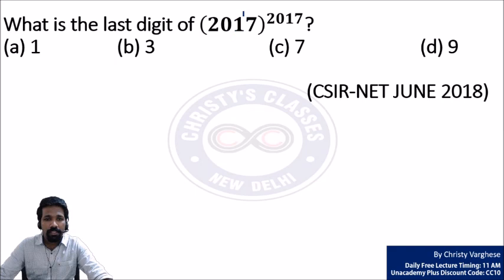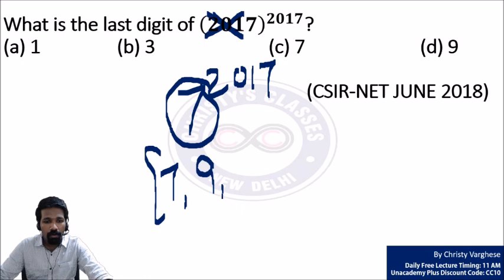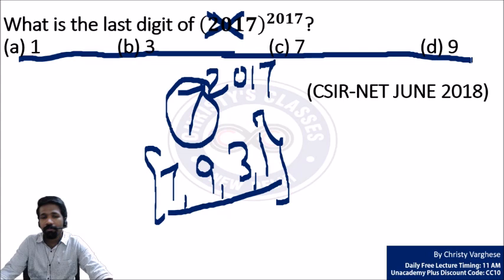2017 raised to 2017 is the question, which means the 201 does not matter; only 7 raised to 2017 matters. Now think about the 7s. You have to derive or learn 7's power cycle. 7931 is the power cycle of 7. Now how do we determine which of these 4 is the answer? Look at the 4 options: all 4 options are giving 7931 itself.